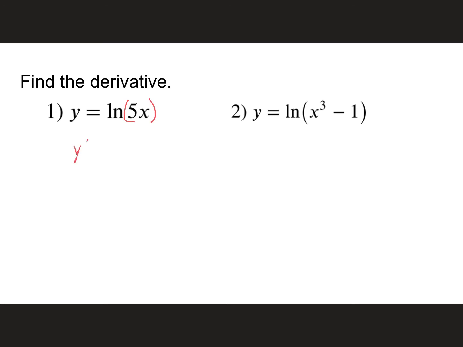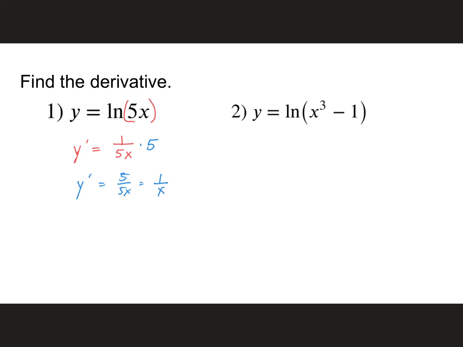So the derivative would be the natural log of Bob. So it's 1 over Bob times dBob. Or if we simplify that all down, right, we could have 5 over 5x, which is just 1 over x.